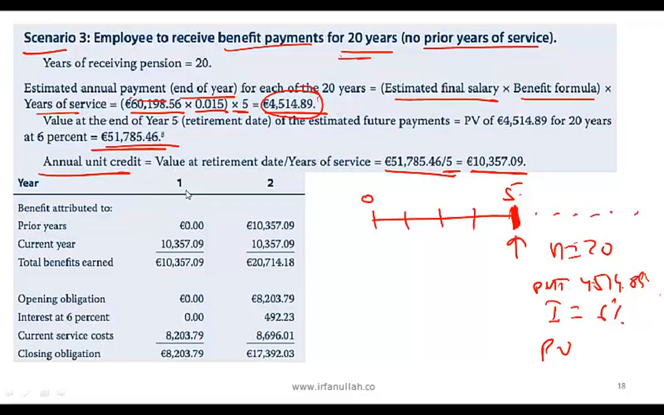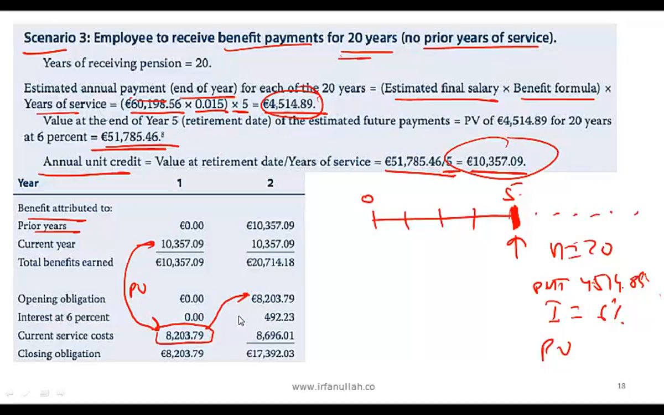Okay, now let's look at these columns. Prior year benefit attributed to prior year is 0. Why? Because at time 0, this is where the pension is starting. Current year 10,357, where is this number coming from? That's the number we just calculated. Where do you think this number is coming from? This is the present value of the 10,357. Then what happens next year? This present value becomes, this is carried forward as the opening obligation.